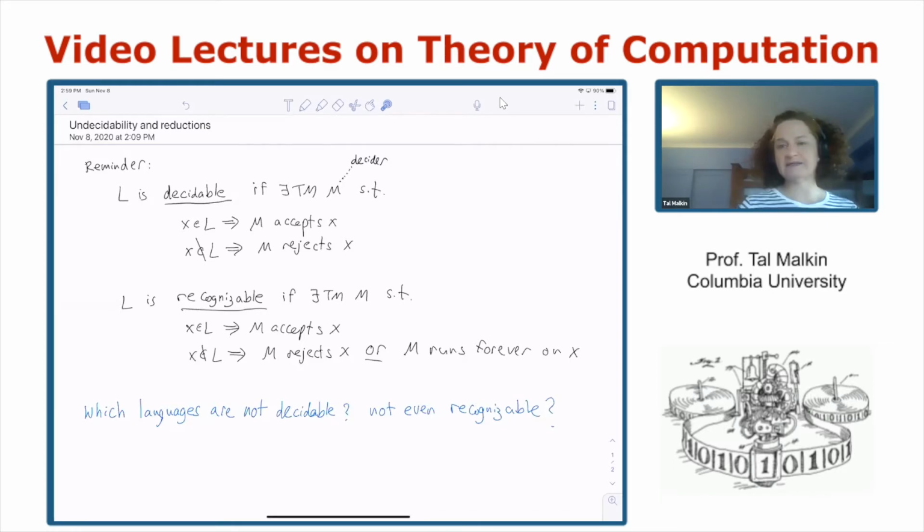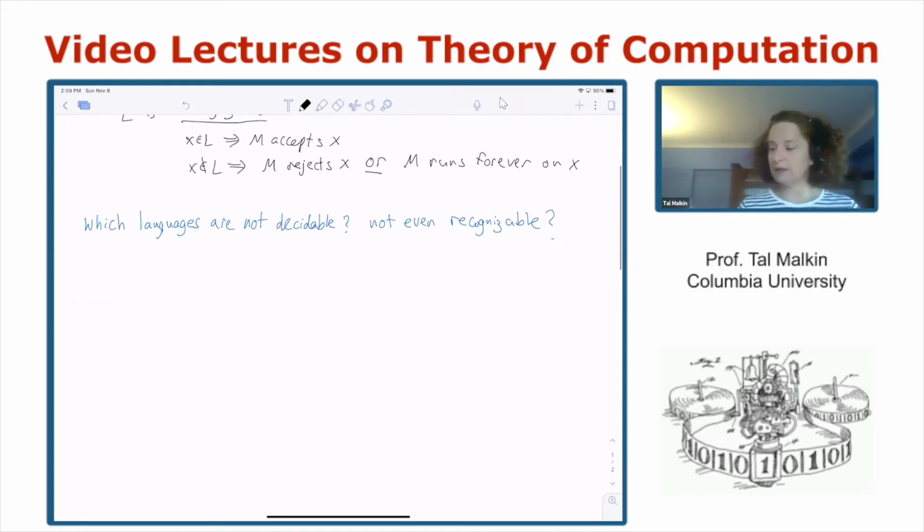And we are asking at this point in the class, which languages are not decidable or maybe even not even recognizable? How do we prove a language is not decidable or not recognizable? And we've already seen some answers to this. In particular, one answer we've seen is that almost all languages are not recognizable.